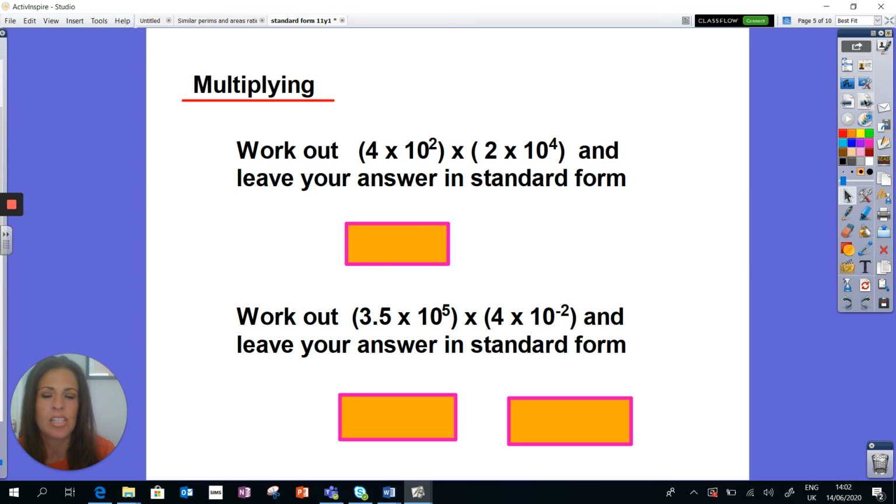And then all that's left to take you through is multiplying and dividing, and I've just got 2 examples of each, and then you should be able to do the sheet I've sent through for you.